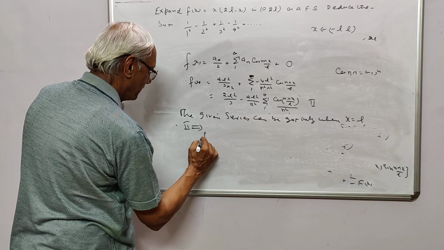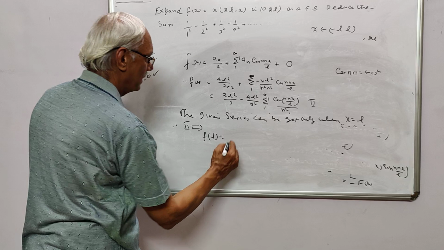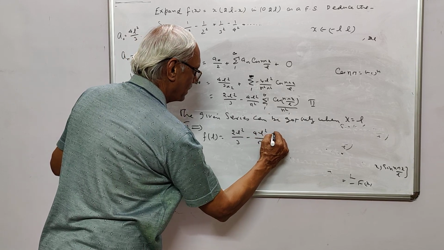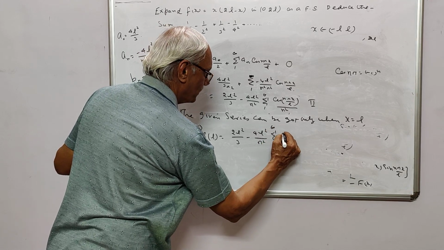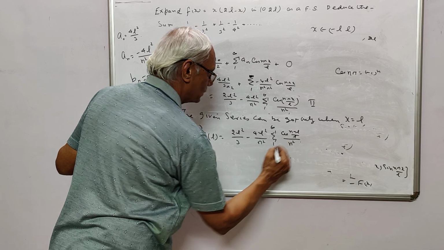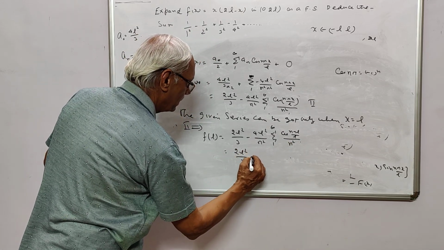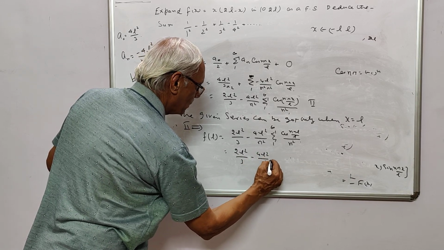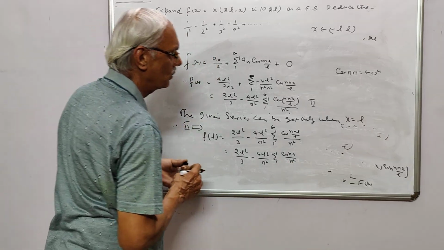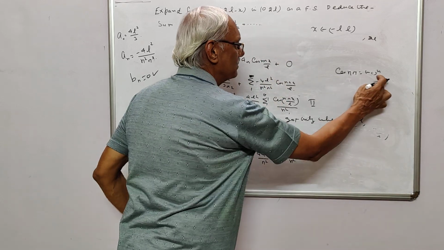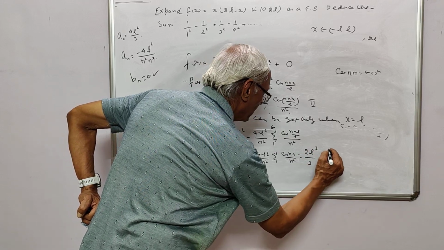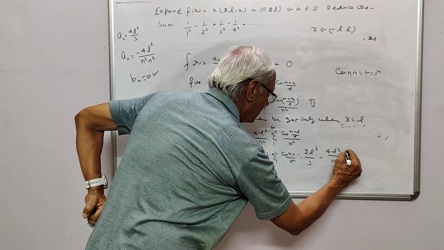2 becomes f of L. Put x is equal to L. It is 2L squared by 3 minus 4L squared by pi squared, summation n is equal to 1 to infinity of cos n pi by n squared. So what is it equal to now? Cos n pi value is minus 1 to the power of n. So what is that you will get here now? 2L squared by 3 minus 4L squared by pi squared, within brackets.